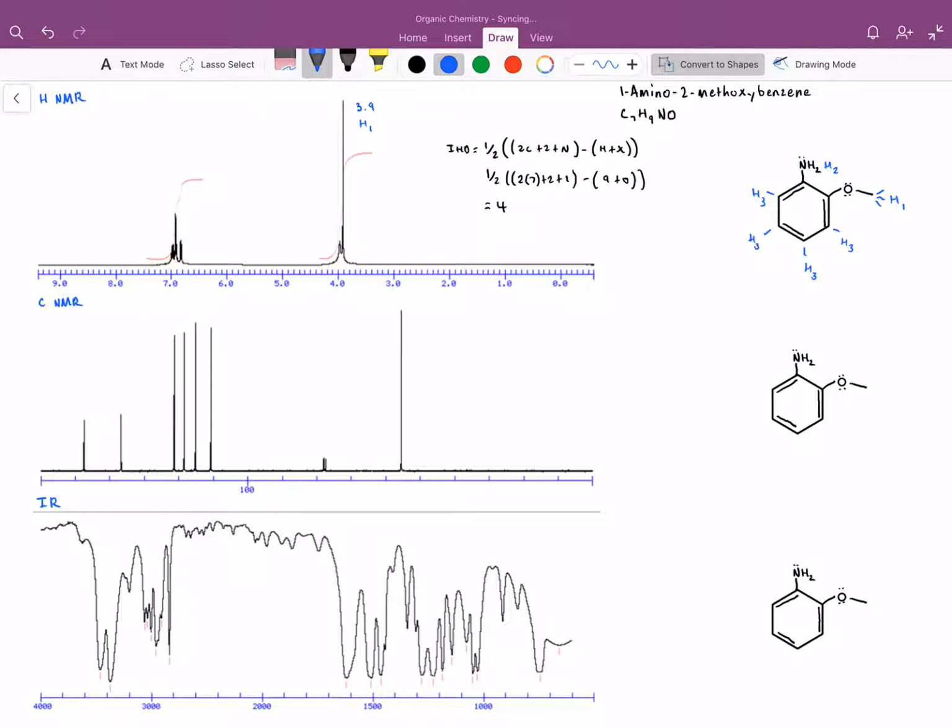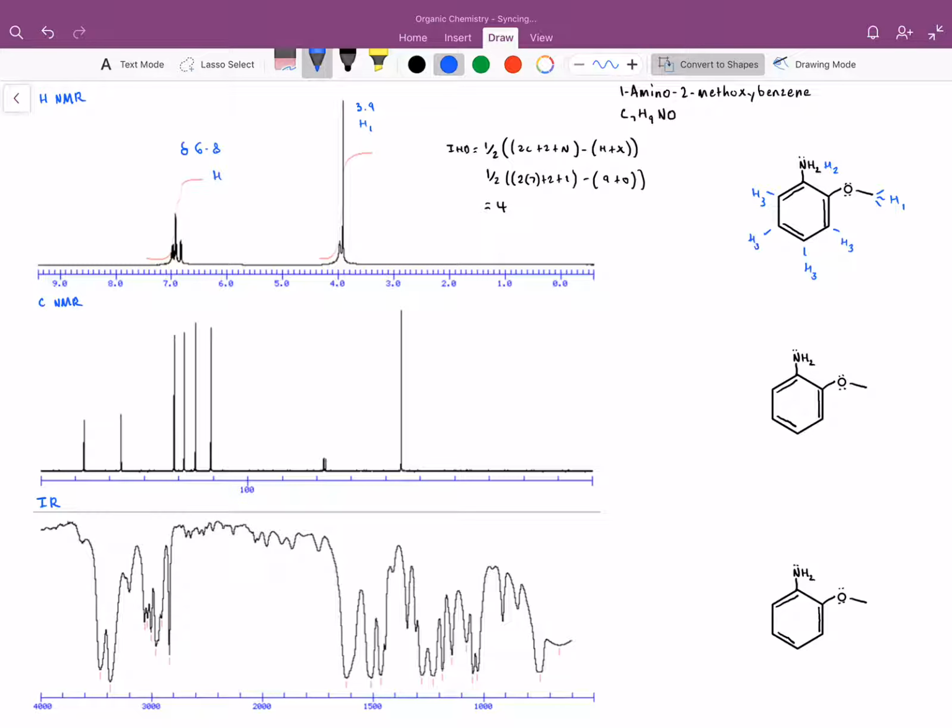The peak cluster we see up there around 7. If we remember correctly, the hydrogens that correspond to an aromatic ring, those shift values tend to fall between the range of 6 and 8, which is exactly where this peak cluster is showing up.